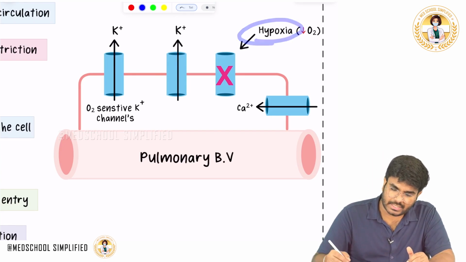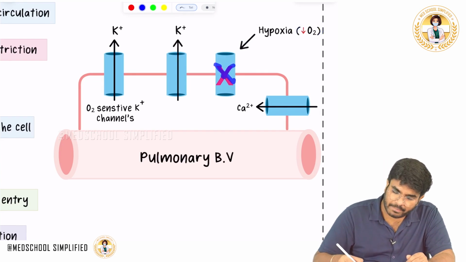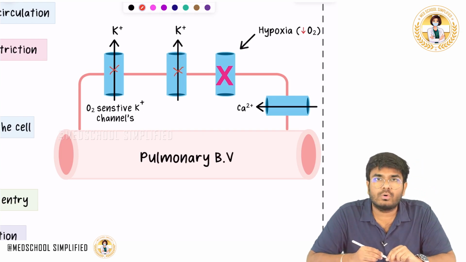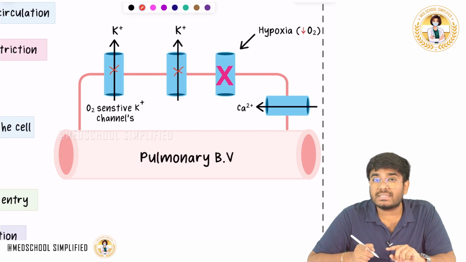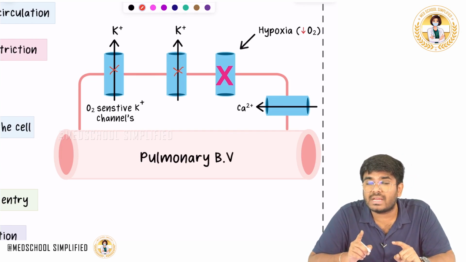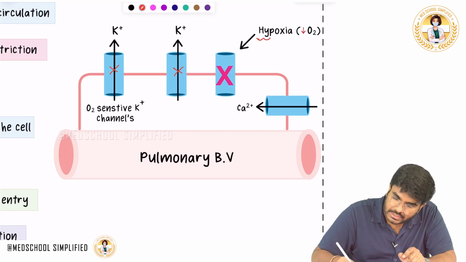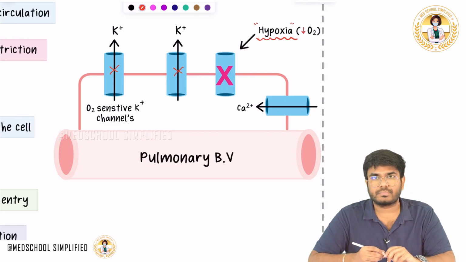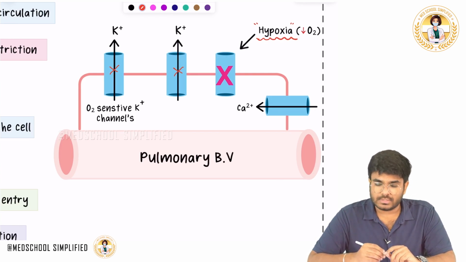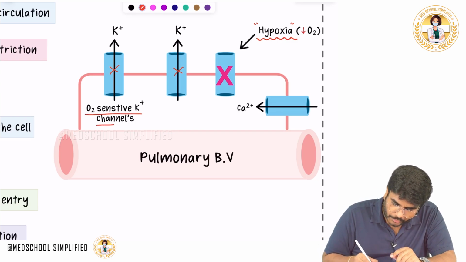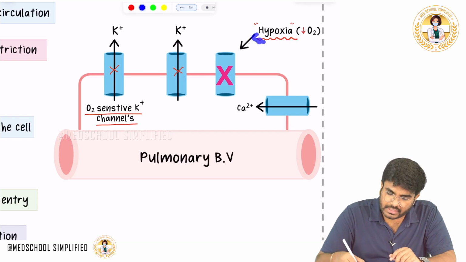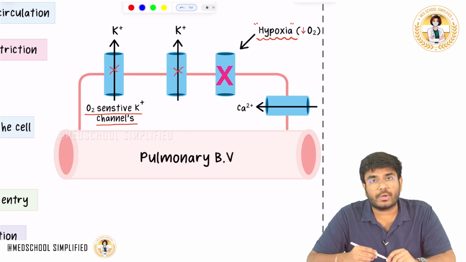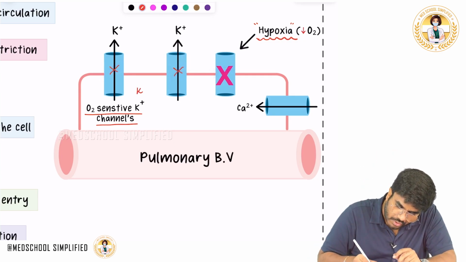But whenever there is hypoxia, what is happening to the status of these potassium channels? The potassium channels will close. These potassium channels are sensitive to oxygen levels, or I should say they are sensitive to hypoxia. That's why they are called oxygen sensitive potassium channels. So whenever the person is having hypoxia, the oxygen sensitive potassium channels will close, leading to the accumulation of potassium.